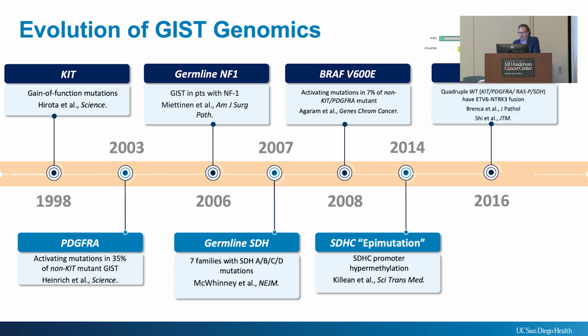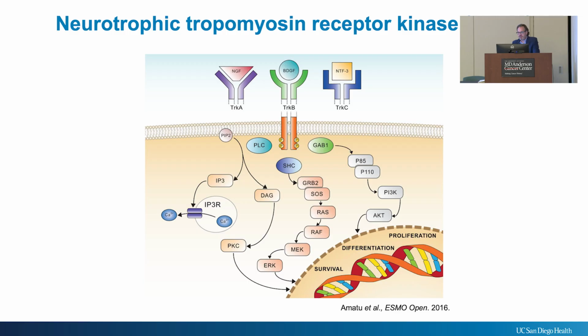And then in 2016, our group, working with Dr. Heinrich, described what was at the time thought to be quadruple wild type, meaning that they were negative for KIT, negative for PDGFR alpha, negative for the RAS pathway being these BRAF and NF1 mutant GIST, and negative for SDH. And what we described was fusions of two different genes coming together and melding into one that was driving this NTRK gene.